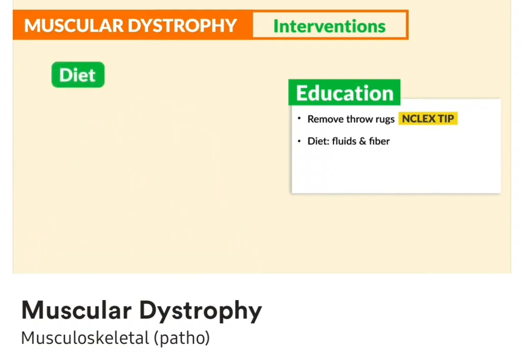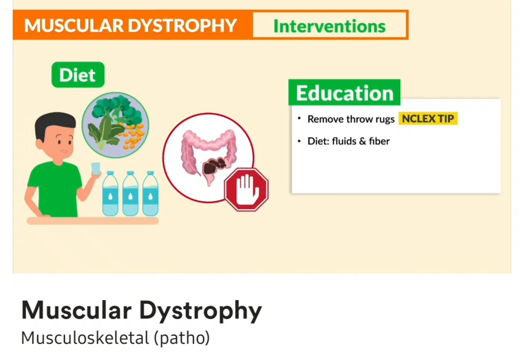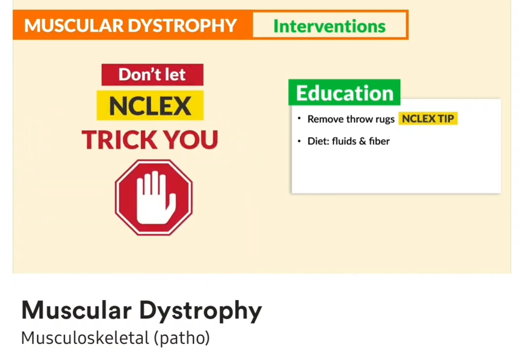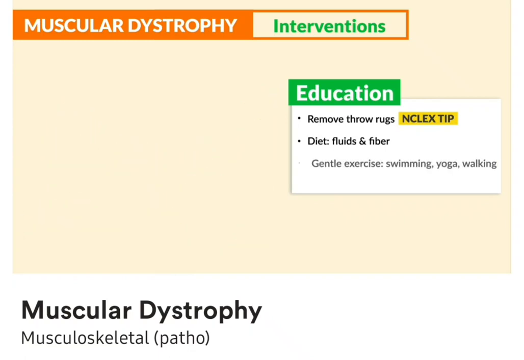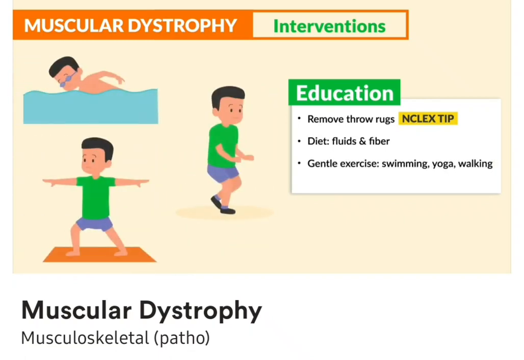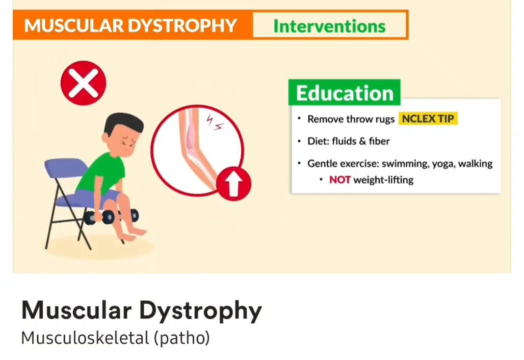Number 2 is a diet that is high in fluids and high in fiber. This is done to prevent constipation due to the immobility. Now don't let the NCLEX trick you here. Iron deficiency and vitamin D deficiency is not related to MD. Now number 3 is gentle exercise, like swimming, yoga, and even walking. Not weightlifting here, as this can increase the risk of muscle injury.